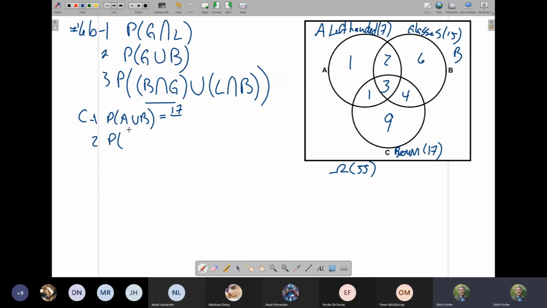Question 2, probability of A intersecting with B. So that's the people who are both left-handed and wear glasses. In this case, we're looking for the intersection, so that's these people and these people. So there's a total of 5 out of that 35.